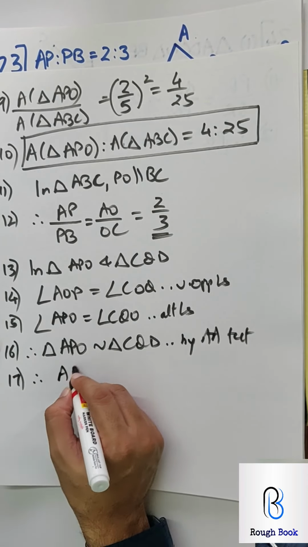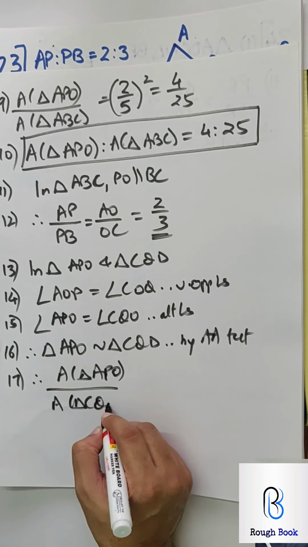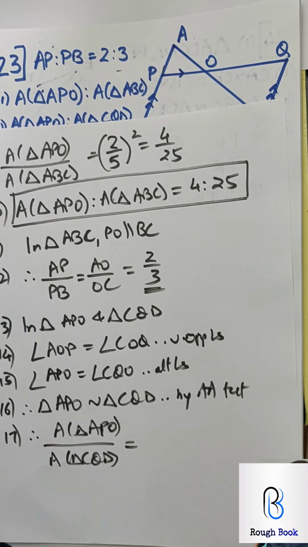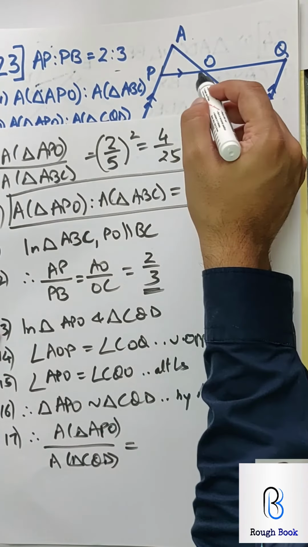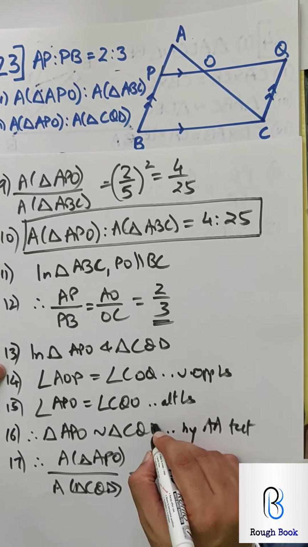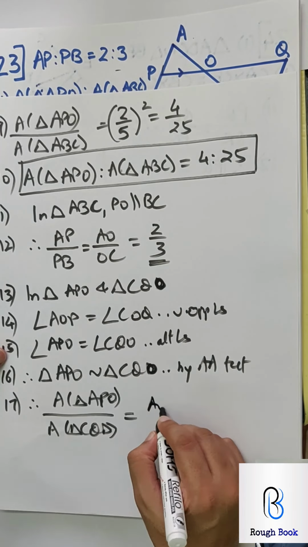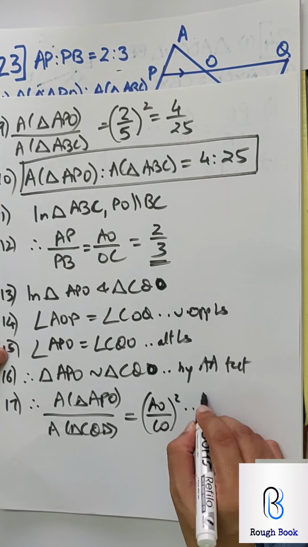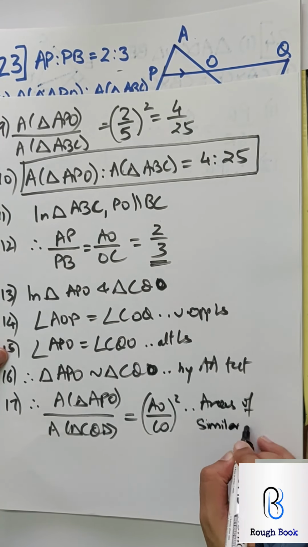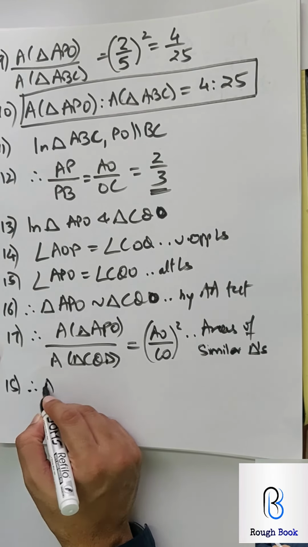Now that these two triangles are similar, I can apply the areas of similar triangles. So APO upon CQO, not D, O, sorry, I wrote it wrong. APO upon CQO will be AO upon OC, correct? So I will have AO upon CO the whole square, areas of similar triangles. Got it? Last one, 18th, substitute the values.